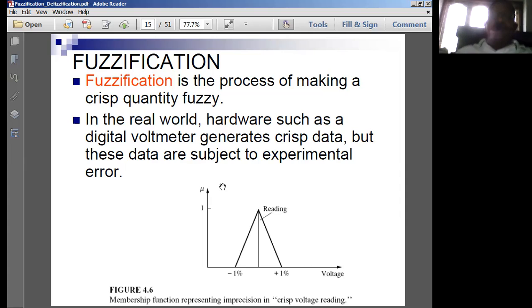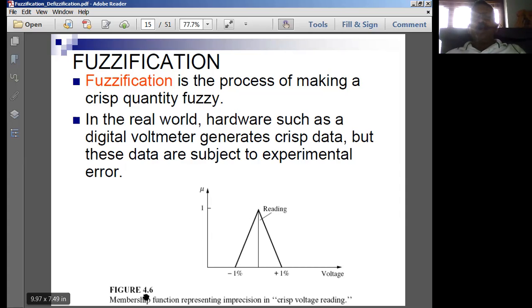So that is the important process which we do, similar to the sampling process, or for that matter similar to the modulation process in communication systems, which we are already aware of. That is the reason why I compared this with the sampling system, so that we understand fuzzification in a very lucid, simpler manner. So fuzzification is the process of making the crisp quantity into the fuzzy quantity.